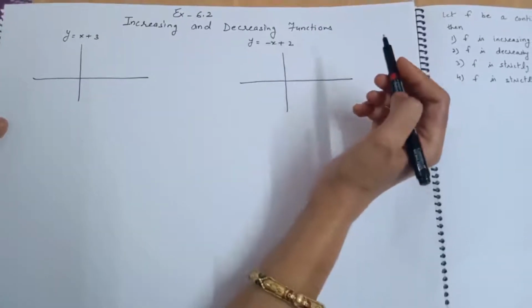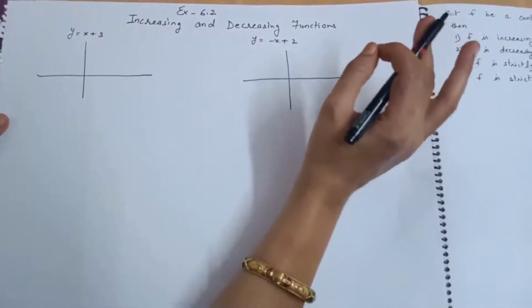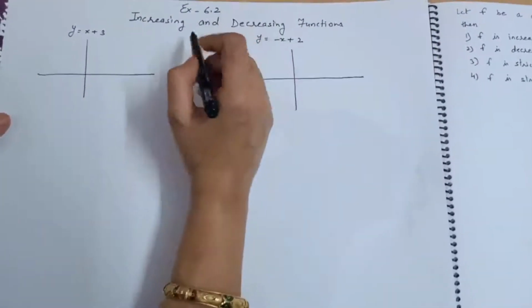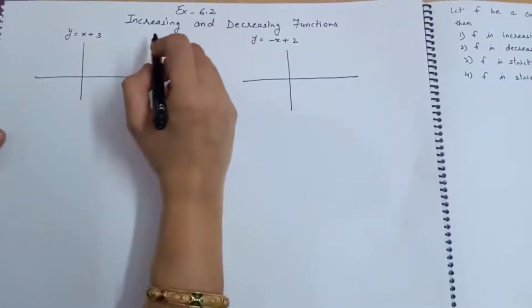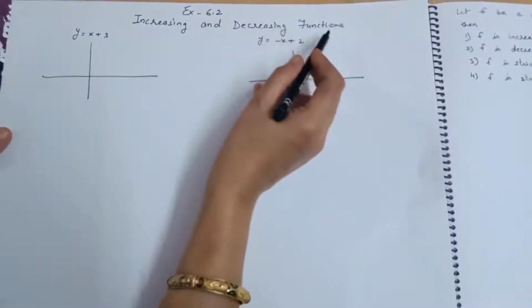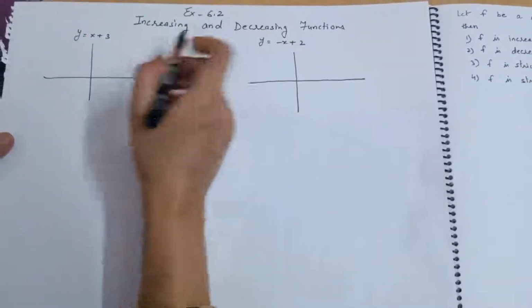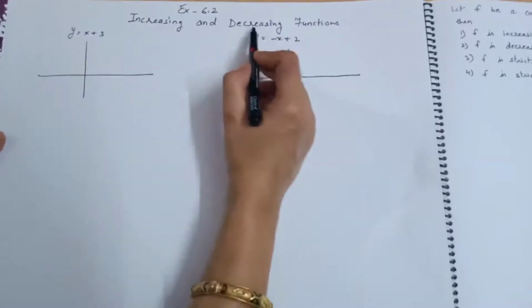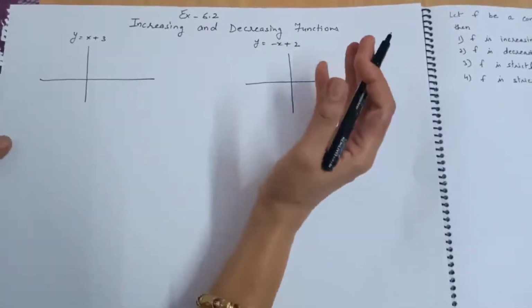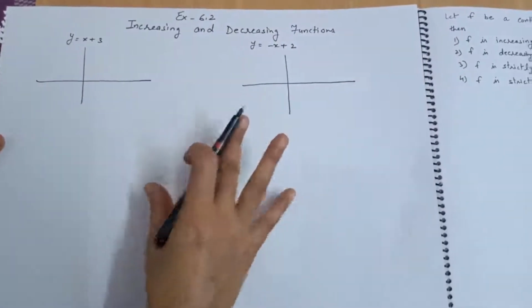And I hope you have completed your work up to exercise 6.1. Today we are going to start exercise 6.2. The topic is increasing and decreasing functions. First we will understand the meaning of increasing and decreasing functions: what they are and how we come to know whether they are increasing or decreasing.